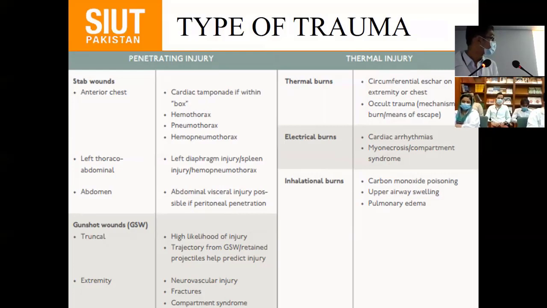The third is thermal injury. Thermal burns include circumferential ischemia of extremity or chest, occult trauma, and electrical burn. Electrical burn will cause cardiac arrhythmias, myonecrosis of the muscles, compartment syndrome, or inhalational injury. It includes carbon monoxide poisoning, upper airway swelling, or pulmonary edema.